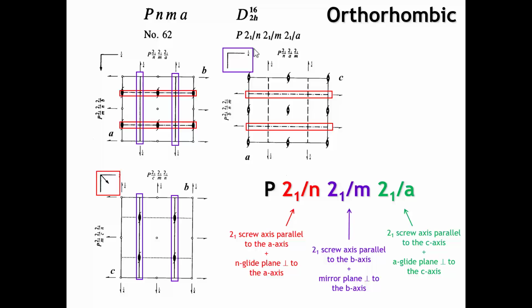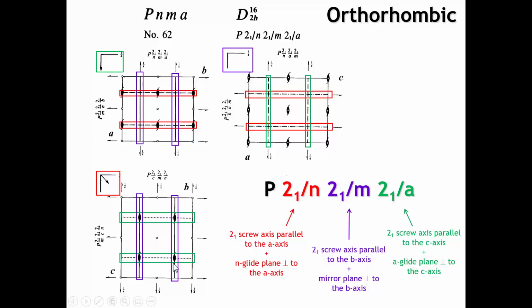Finally, in the C direction, we have an A glide perpendicular to the 2 sub 1 screw. Where is that A glide? Okay, here's the AC projection, and so you can see this is a glide plane that is perpendicular to C. It's an A glide because when we have the dashed line, it means that the translation part of the glide is in the plane of the projection, that is, in the A direction.